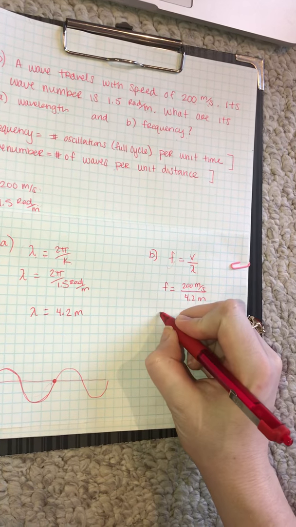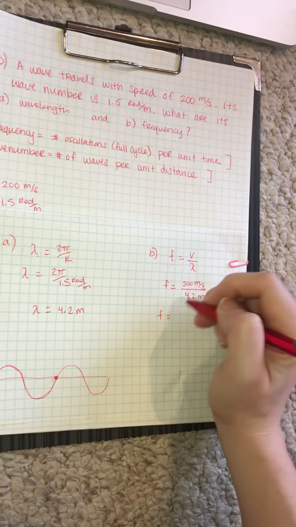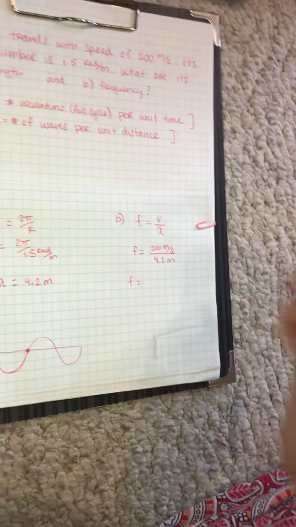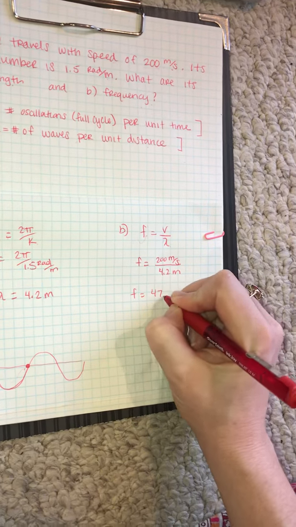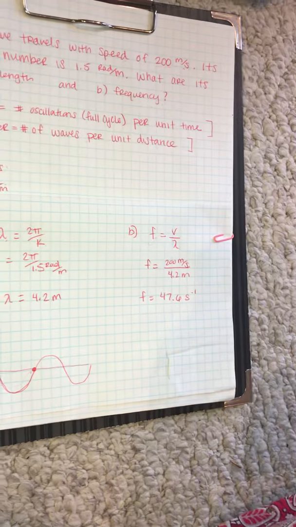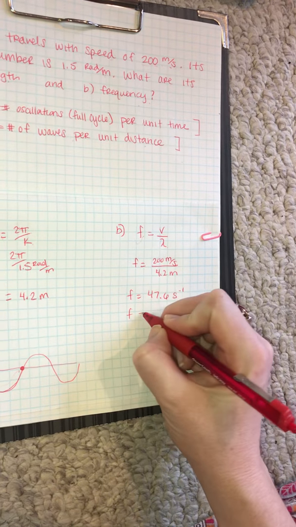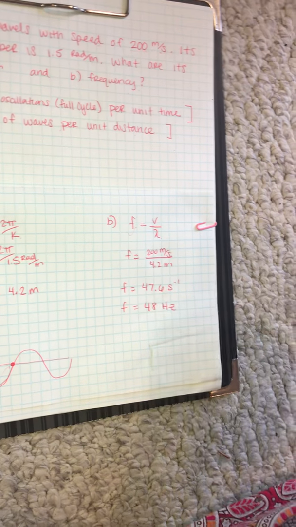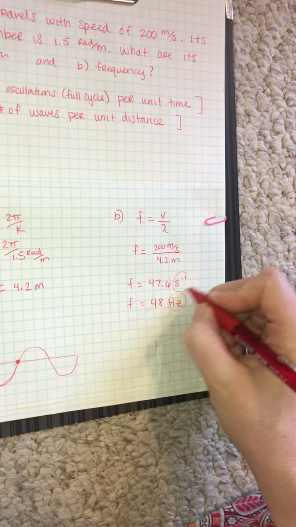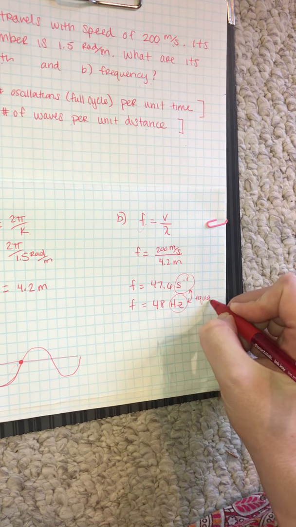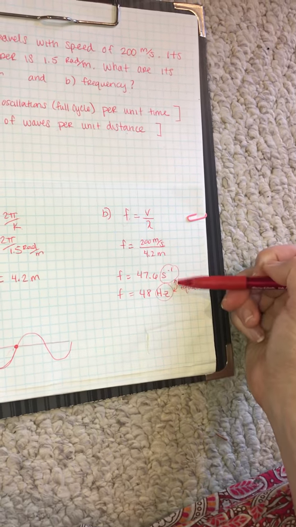Now plug it into your calculator and you should get 47.6, and then the inverse of seconds. And when you round up, you'll get 48 hertz, and the inverse of seconds are equal. These are the same thing. This is the units of hertz.